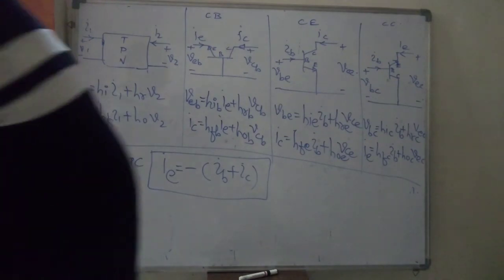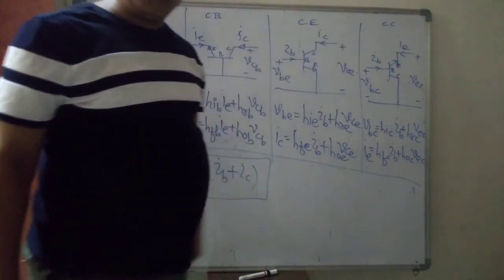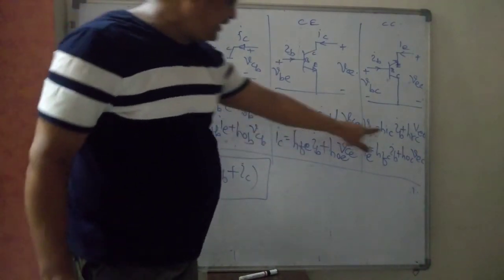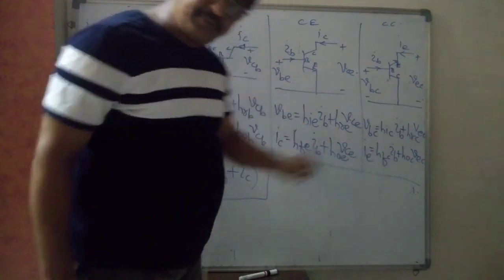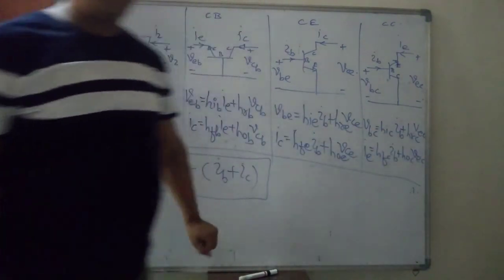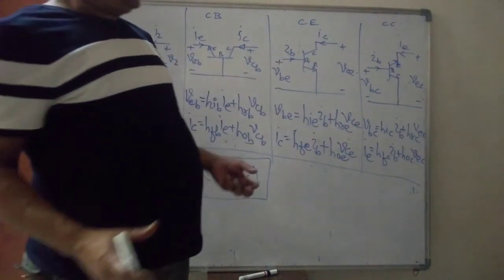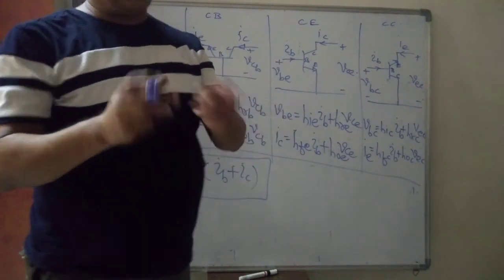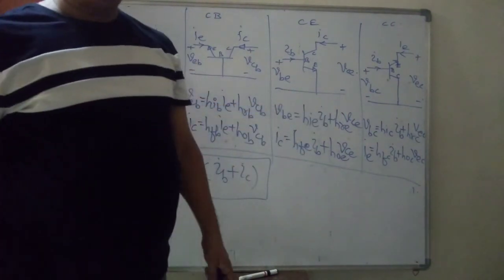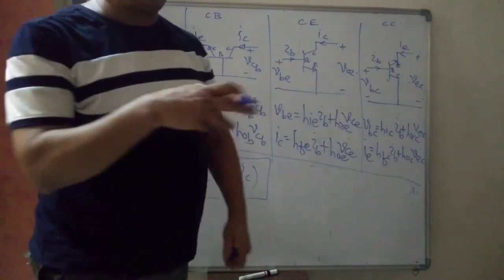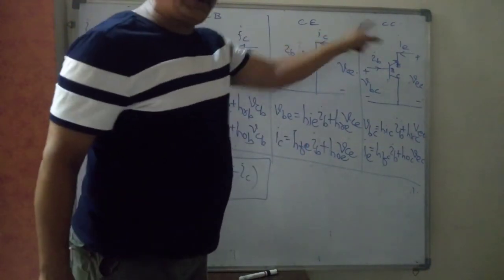And one more thing will be required in coming articles: the relation between CE and CC h parameters. What is the relation of hie and hic, hre and hrc, hfe and hfc, hoe and hoc? Their derivation is not part of our syllabus now. We are not to derive the relation between those two parameters, but we will require these relations somewhere else. So I am giving you the relation.